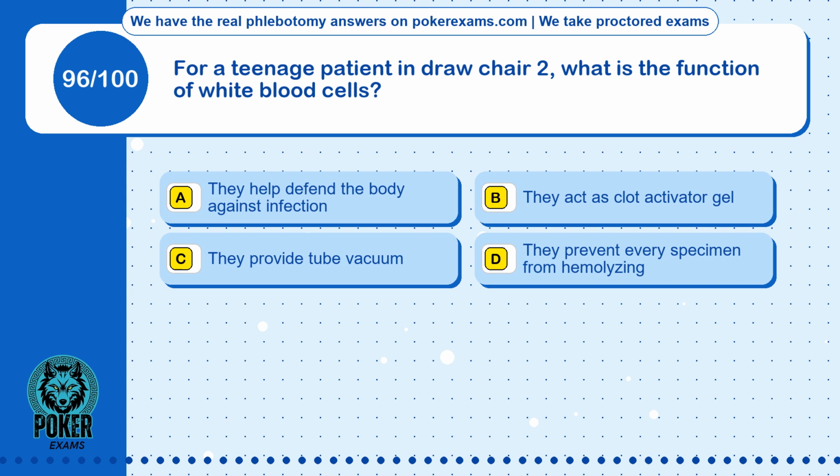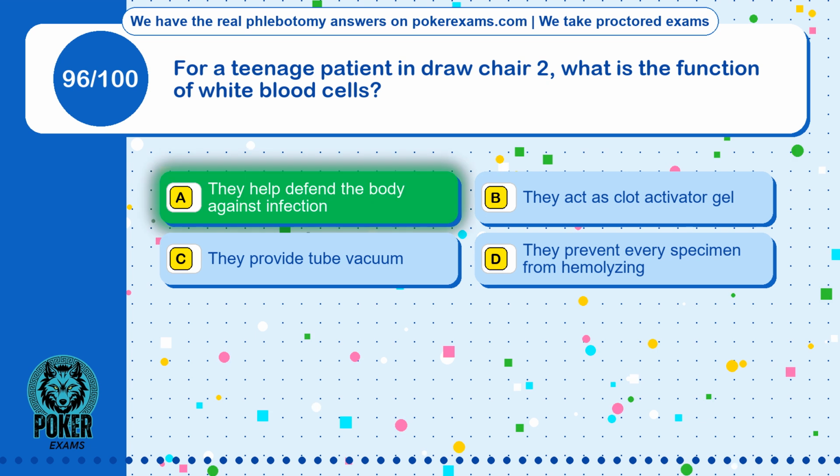Question 96. For a teenage patient in draw chair 2, what is the function of white blood cells? Option A. They help defend the body against infection. Option B. They act as clot activator gel. Option C. They provide tube vacuum. Option D. They prevent every specimen from hemolyzing.